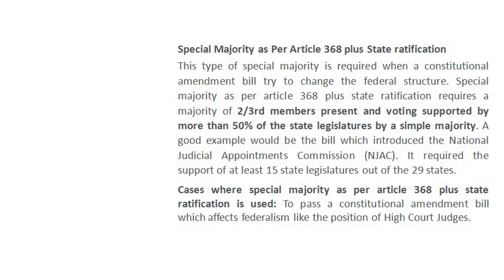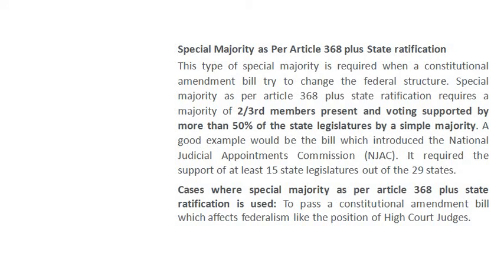Then the Article 368 plus state ratification. This type of special majority is required when a constitutional amendment bill tries to change the federal structure. Special majority as per the Article 368 plus state ratification requires a majority of 2/3 members present and voting, supported by more than 50% of state legislatures by a simple majority. That means 2/3 members present and voting in the parliament and 50% in the state legislatures.